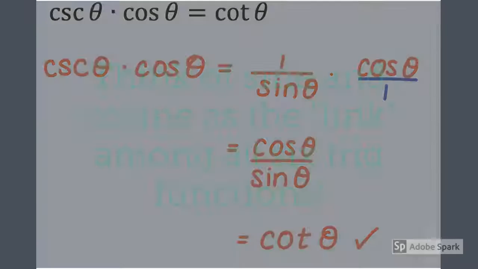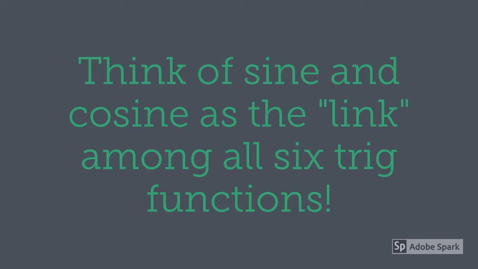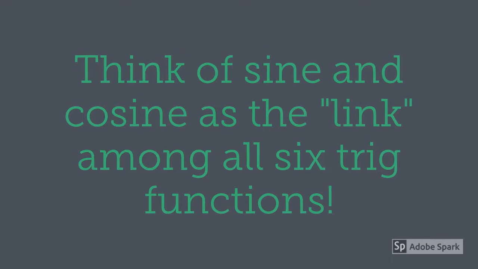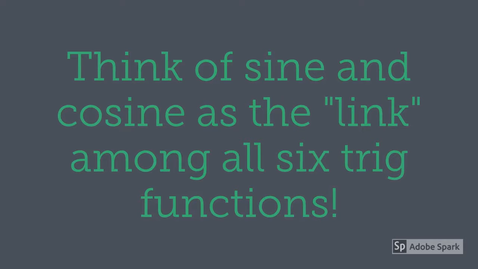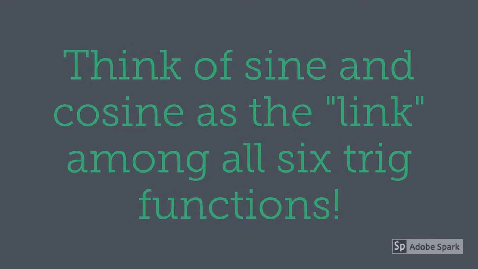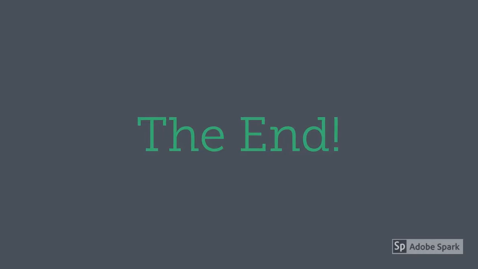equals cotangent. The important takeaway from this is that sine and cosine provide a link among all 6 of the trig functions. It gives you ways to combine and simplify them, cancel things out, etc. So if you're not sure what to do, this is a great first step. Always keep this strategy in mind as you are trying to verify identities.